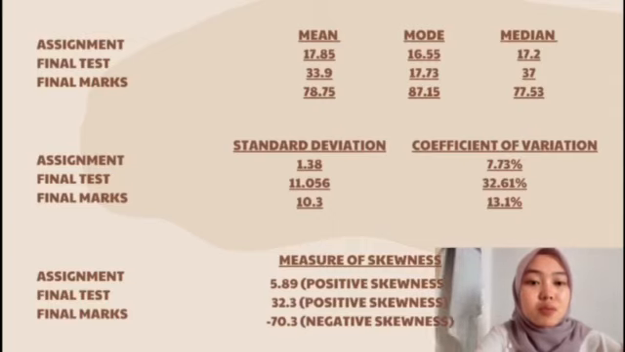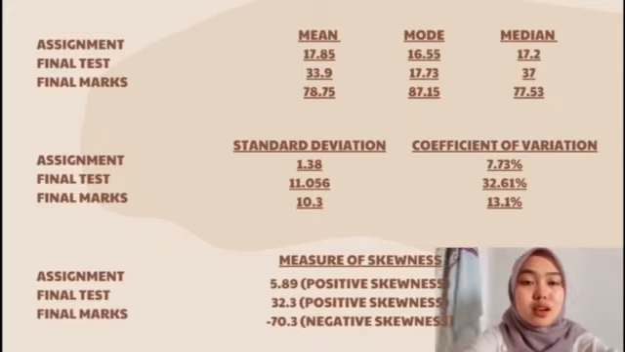Mode of final test: most students obtain 17.73 marks in final test. For mean, the average marks obtained by students in final test is 33.9. And for median, 50% of students obtain less than 37 marks, and the other 50% of them obtain more than 37 marks in final test. Mode for final marks: most students obtain 87.95 marks in final marks. And for mean, the average marks obtained by students in final marks is 78.75. And for median, 50% of students obtain less than 77.53 marks, and the other 50% of them obtain more than 77.53 marks in the final marks.